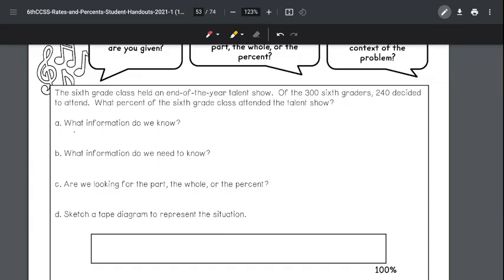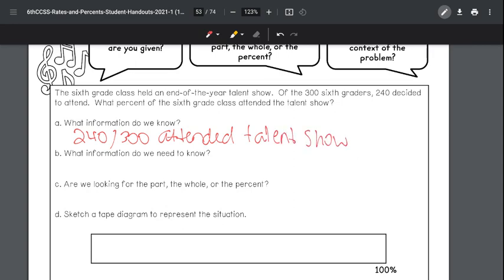What do we know? 240 out of 300 attended the talent show. What do we need to know? What percent attended? Are we looking for the part, the whole, or the percent? We're looking for the percent.